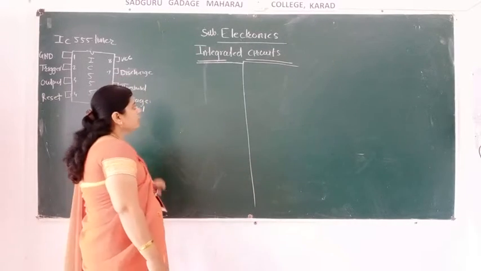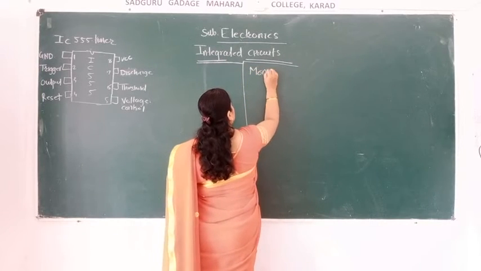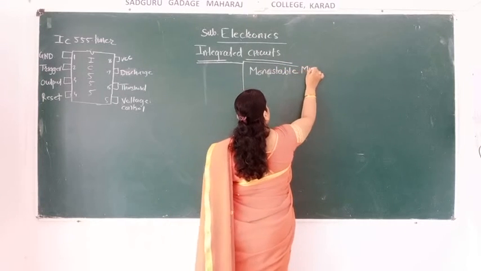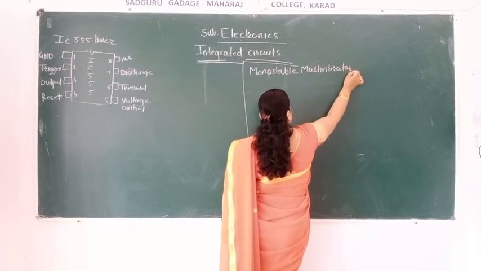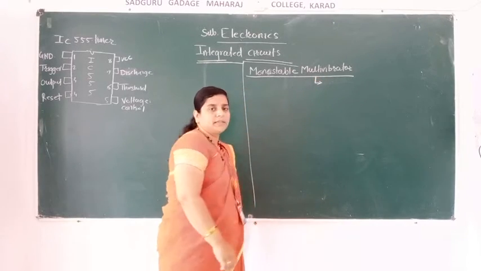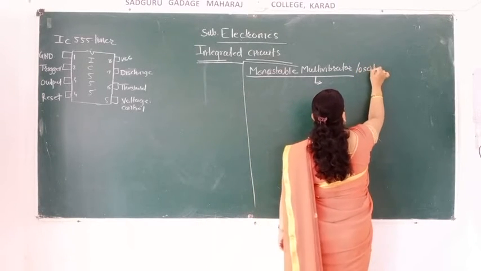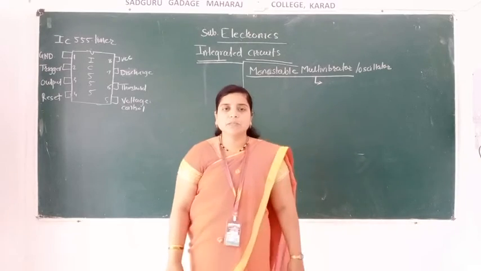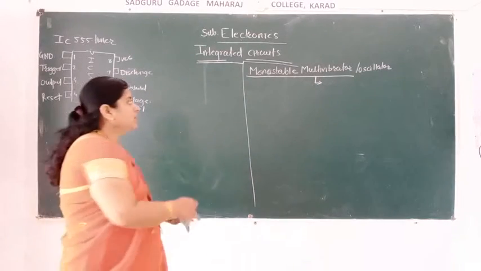So today we are going to see the monostable multivibrator. Basically there are 3 types of multivibrators. Multivibrators are nothing but oscillators. Multivibrators are also called oscillators. Multi means more than 1 or 2 states are there, therefore it is called a multivibrator.